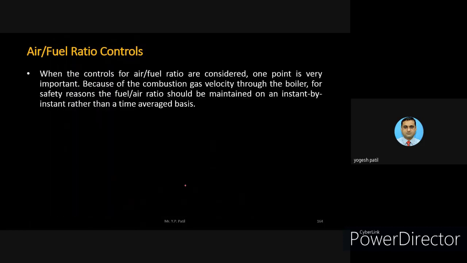So how will this arrangement be deployed in this boiler? When the control for the air-fuel ratio is considered, one point is very important. Because of the combustion gas velocity through the boiler, for safety reasons, the fuel-air ratio should be maintained instant by instant rather than on a time-average basis. Every moment we are required to maintain the air-fuel ratio that we need to control. It is not that for these hours to those hours we have to maintain it. It is not based on average time hours. It is based on instant to instant control.